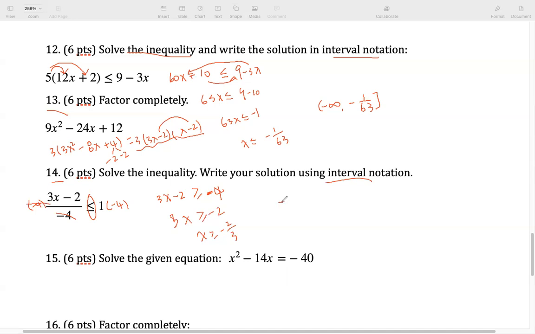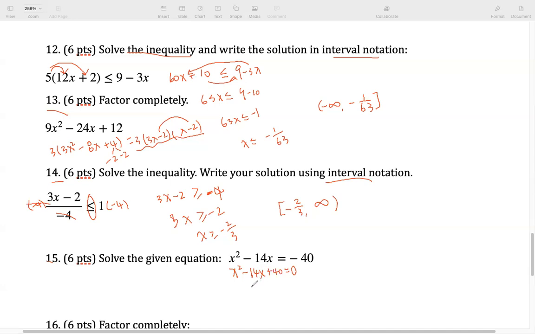Interval notation again, greater than, we're starting from -2/3. But who's waiting on the right-hand side of the number? Positive infinity. Now let's see 15. We want to solve this quadratic equation. So first, we move negative 40 to the other side. It becomes a positive number. We want to make the right-hand side to be 0.